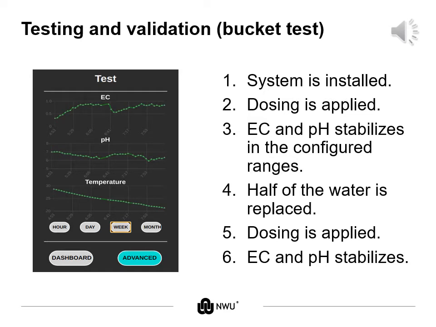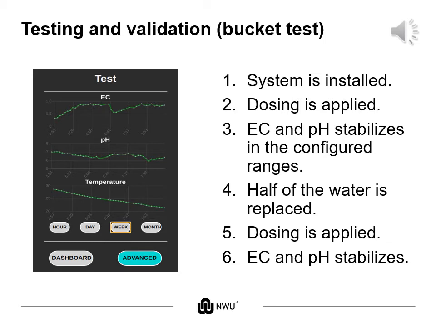To test the system, both the sensors and dosing pipes were placed into a bucket. On screen we can see three hours' worth of data that was recorded. We can see at 4:53 the system is installed. Immediately dosing is applied, nutrient solutions are pumped in and pH down is pumped in.